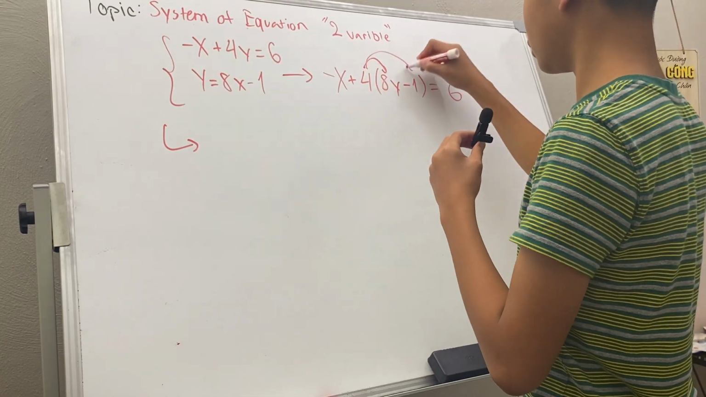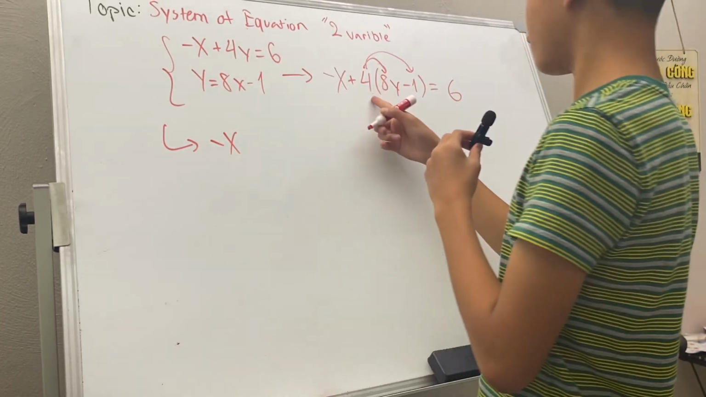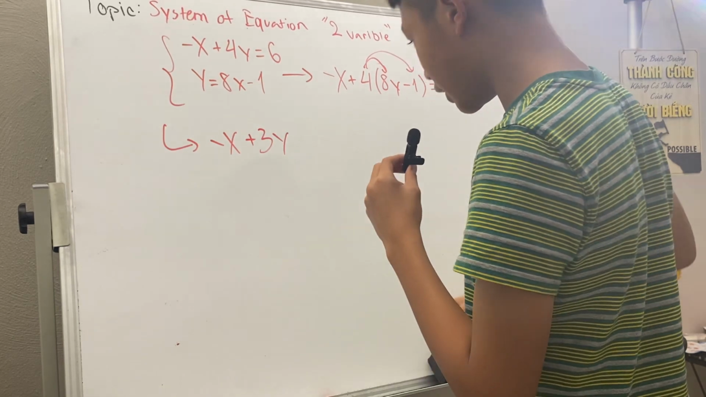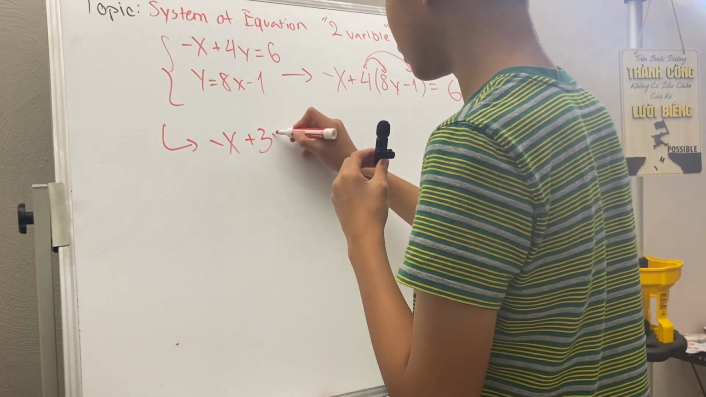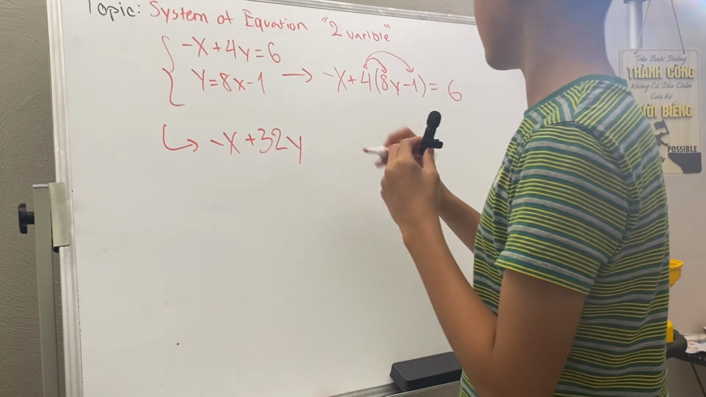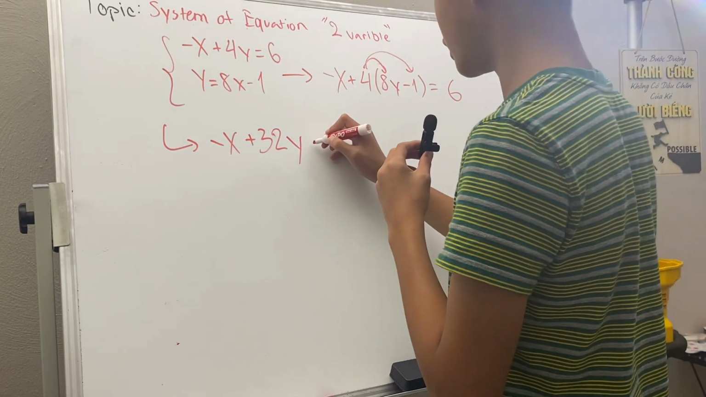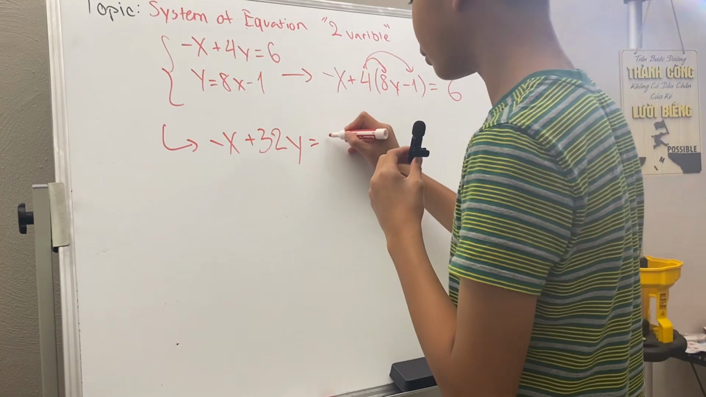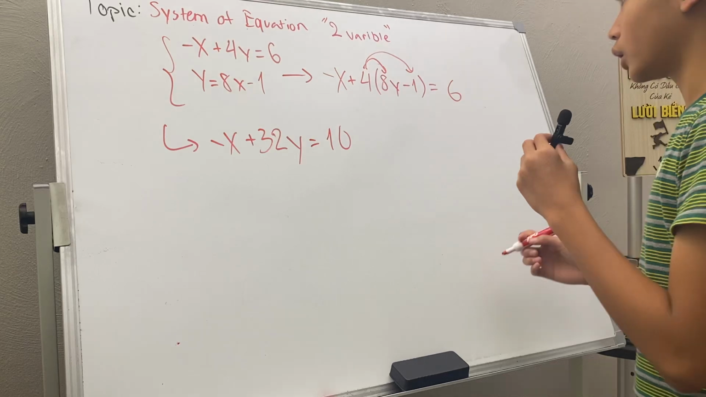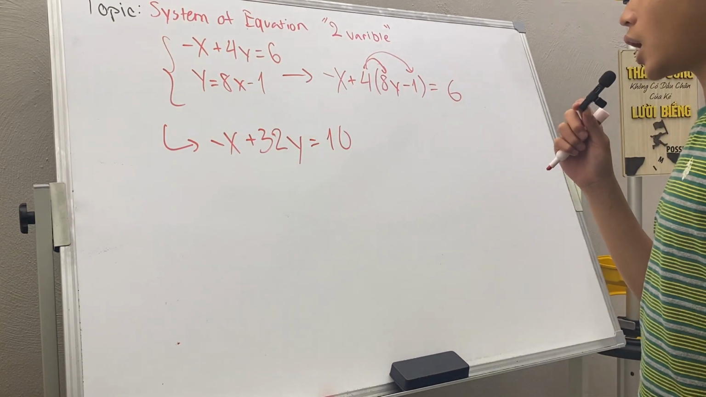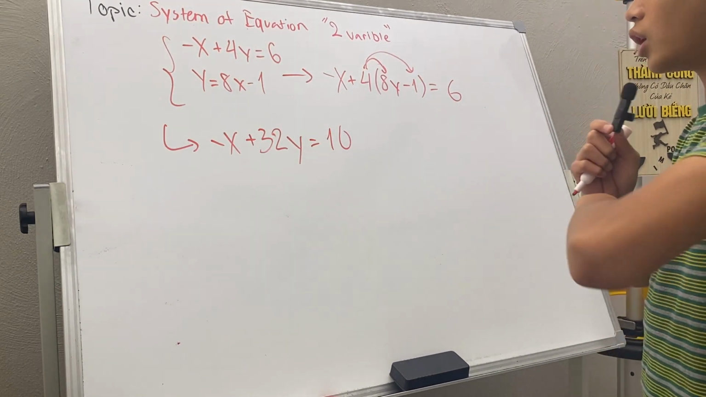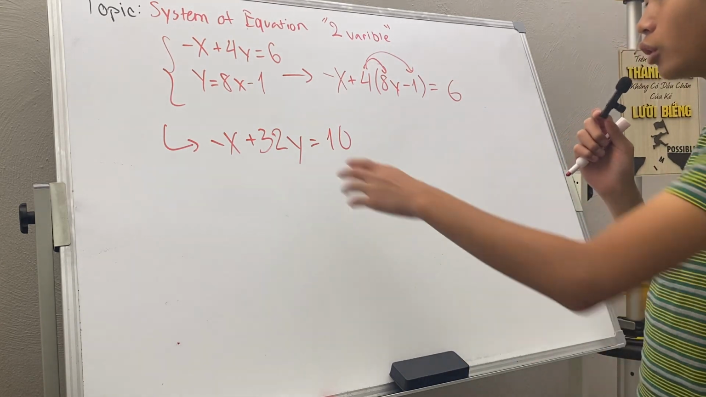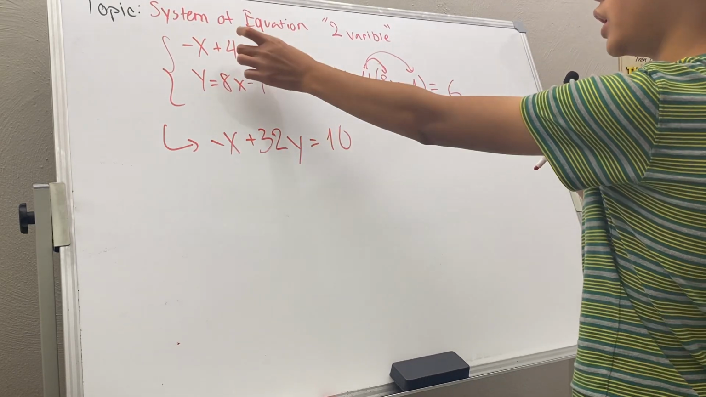Distribute this, so negative x, 4 times 8 is 32, sorry, 32x, then this, you get negative 4, negative 4 moves to the outside, so this means plus 4, that's equal to 10, okay? Now you're going to solve for x. So you know what x is. You can plug y in here.